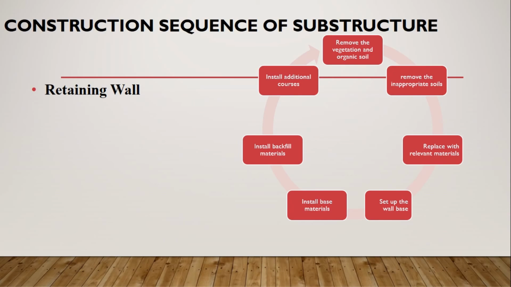Next, we need to install backfill. During this stage, we use the appropriate soil to backfill behind the wall. In the final stage, we need to install additional courses beside. We need to remove all extra material from the top surface of the retaining wall block.